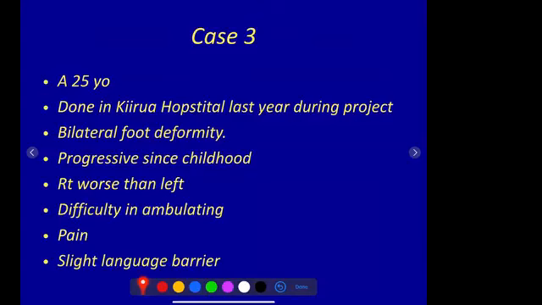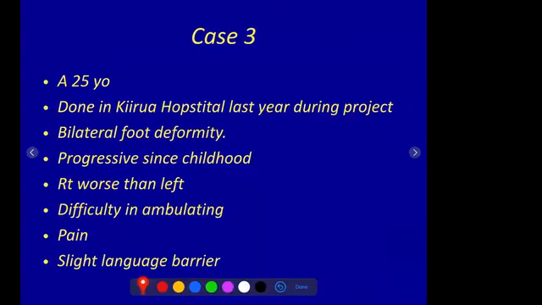Now, this was a bit of a more difficult case. This lady was about 25 years of age. I think she had some learning disabilities. This was at one of the hospitals that I used to work in, Kirua Hospital in Meru, St. Teresa's, with Dr. Gakuya, during one of the projects where we do a number of joint replacements, but also we can slip in a foot or two. She had progressive deformity since surgery. Her right side was significantly worse than her left, with significant difficulty in ambulating and pain.